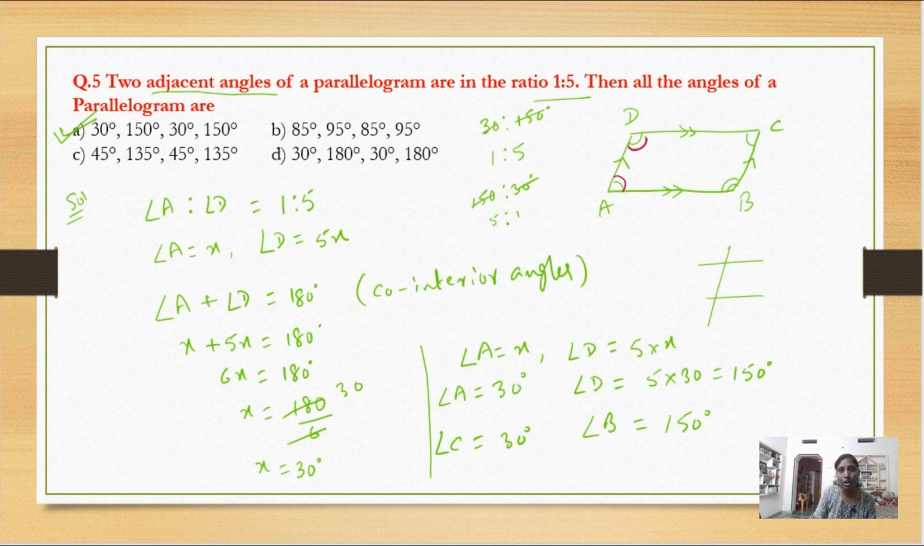In the second option, 85 is to 95. If you simplify it, you won't get 1 is to 5. Similarly, in C and D also you won't get 1 is to 5. It is possible only in option A. So this is the easiest way to solve it. If it is given in an MCQ, then you can use this trick. Option A is correct. I hope you have understood it very well.